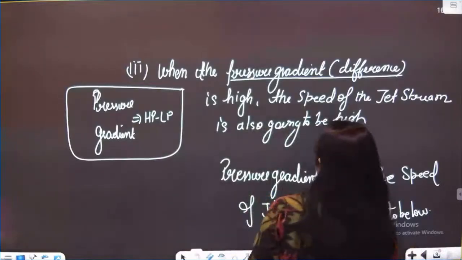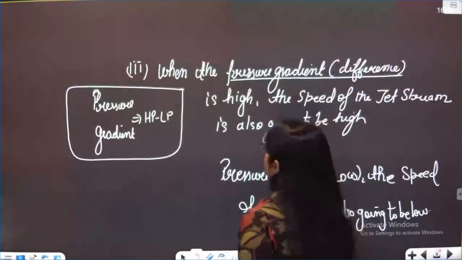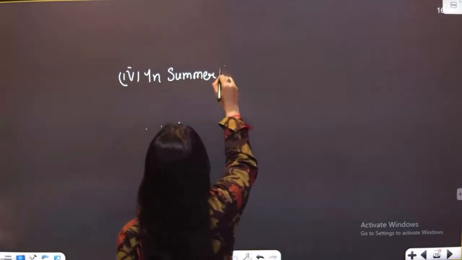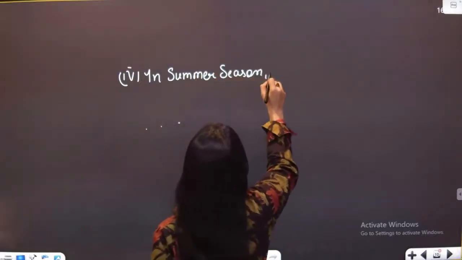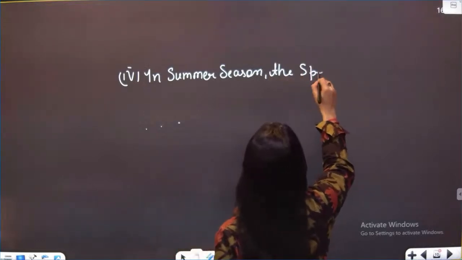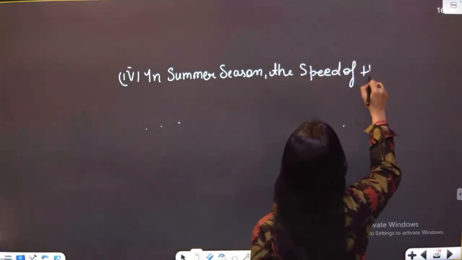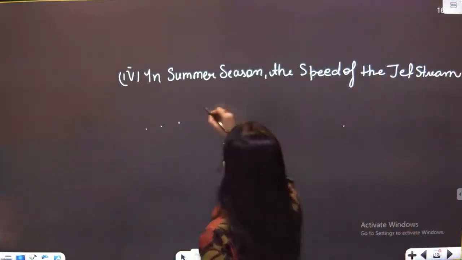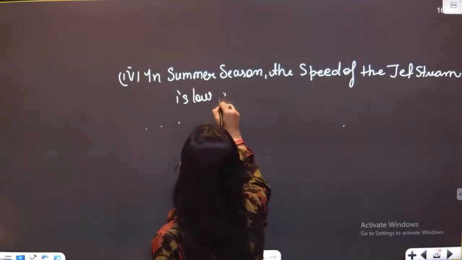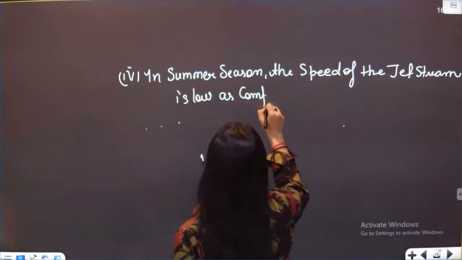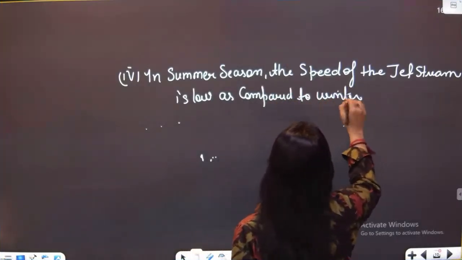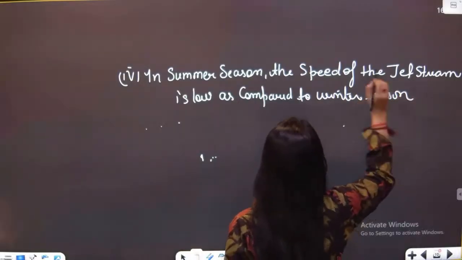Right on the third point. This was the third point, right? Right on the fourth point. In summer season, the speed of the jet stream is low as compared to winter season, right?